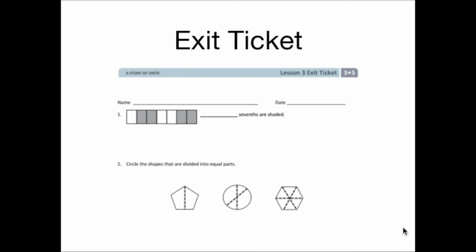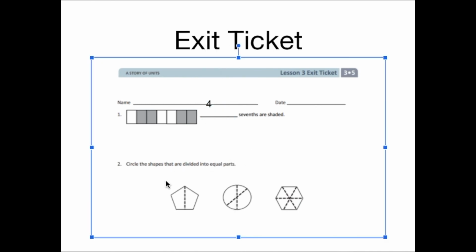Number 1, it asks us how many sevenths are shaded. So I have this picture right here, and there's a few parts shaded, 2 here and 2 here. So it looks like I have 1, 2, 3, 4 sevenths shaded. So if I had this paper in front of me, I would just write the number 4 here on this line. Very easy.